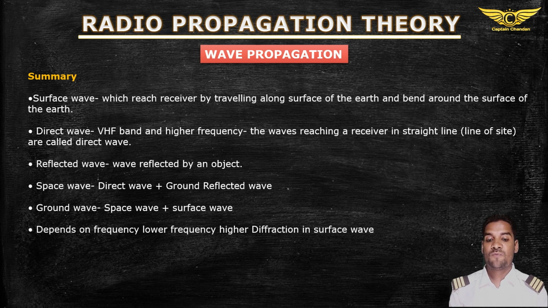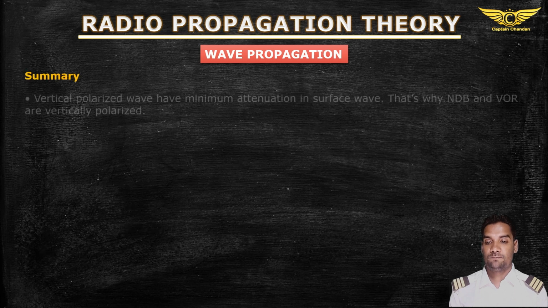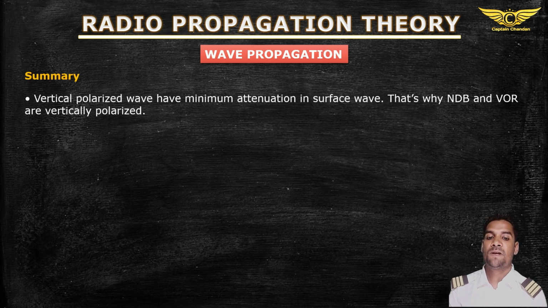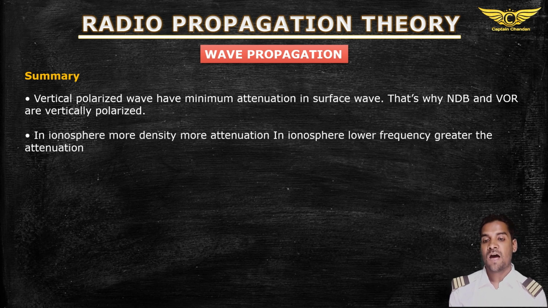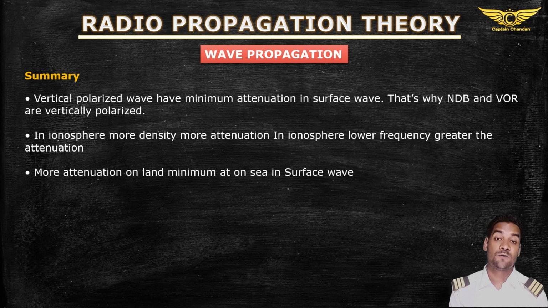Depends on frequency. Lower frequency, higher diffraction in surface wave. Higher frequency, greater attenuation in surface wave. Vertically polarized waves have minimum attenuation in surface wave. That's why NDB or VOR are vertically polarized. In the ionosphere, more density, more attenuation. In the ionosphere, lower frequency, greater the attenuation. More attenuation on land, minimum on sea in surface wave.